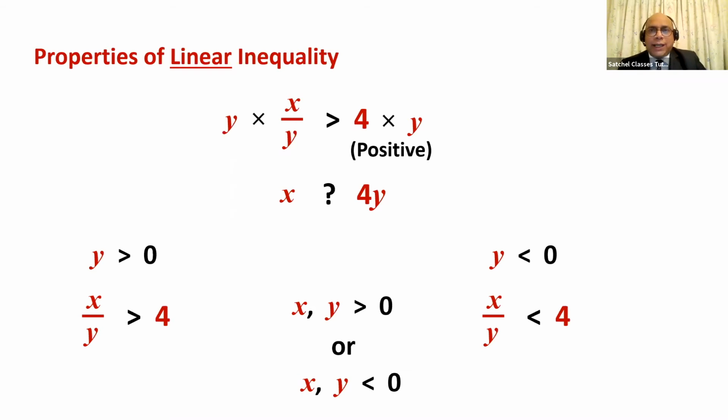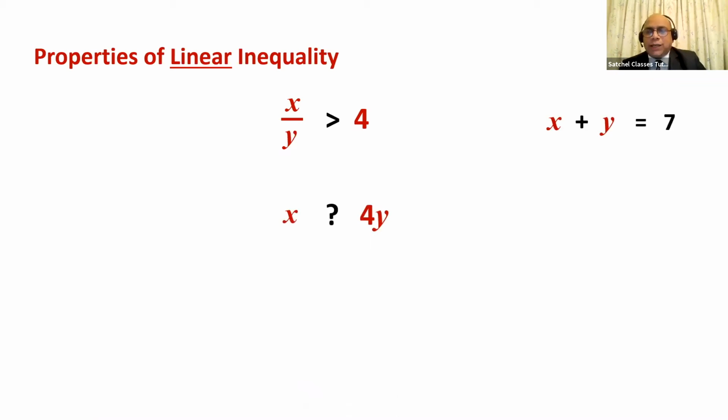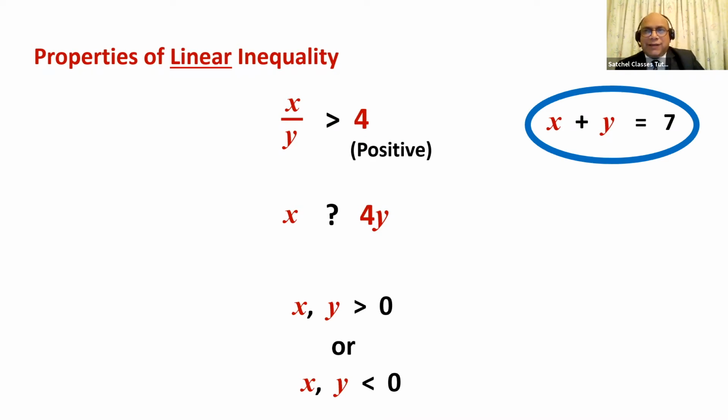Now, how will an additional piece of information, x plus y equals 7, change the entire game? Now, from the first inequality, x over y is greater than 4, we can deduce that the fraction x over y is positive, which means both x and y can be positive or both x and y can be negative. However, if you look at this equation, x plus y equals 7, which is additional information given to us, we have two numbers which add to a positive quantity 7.